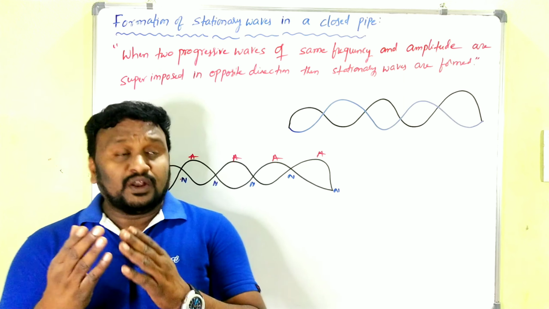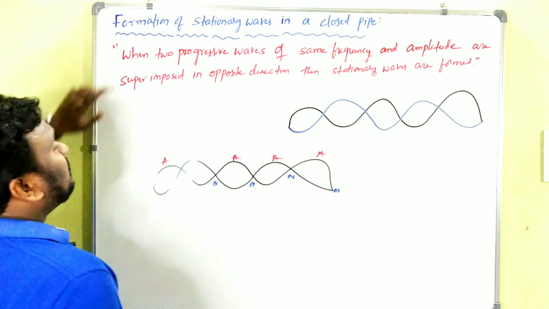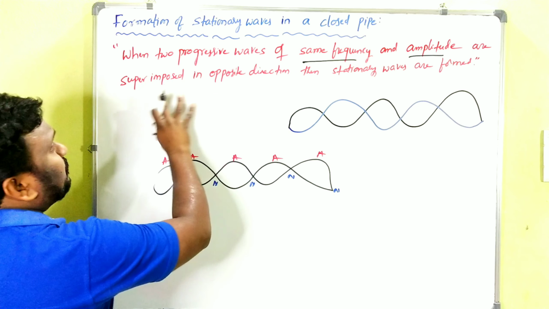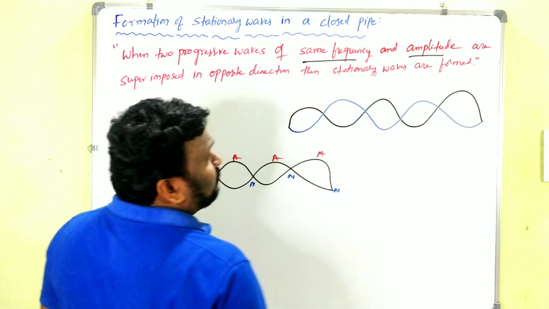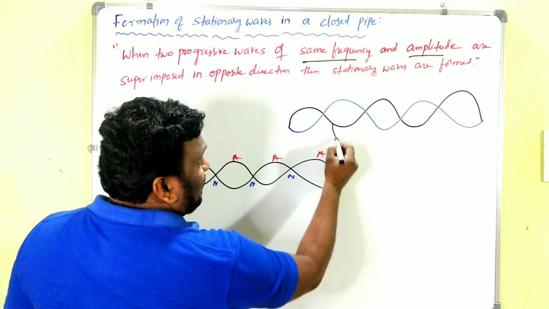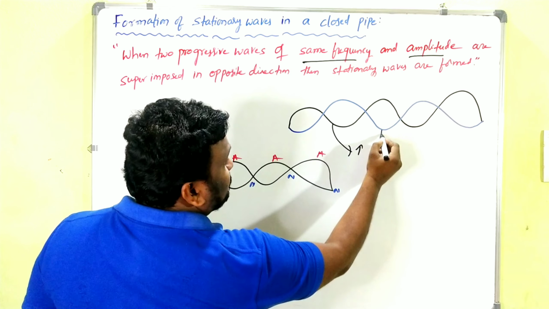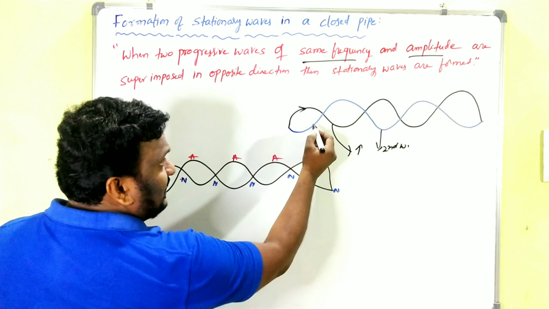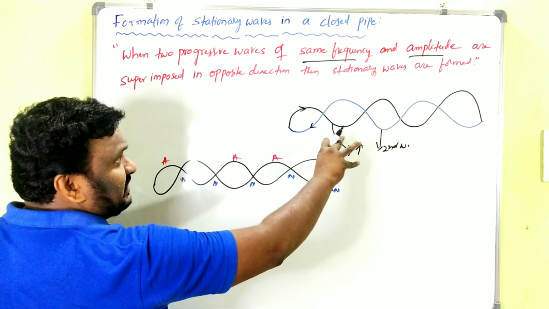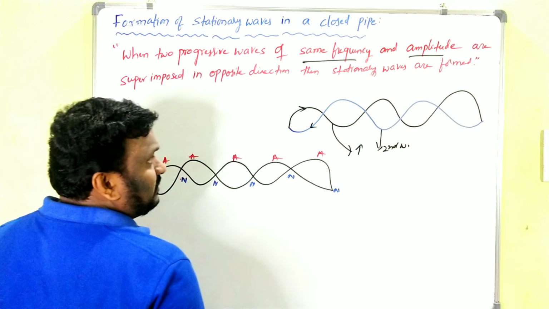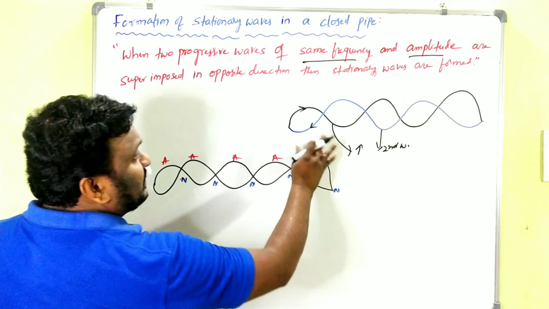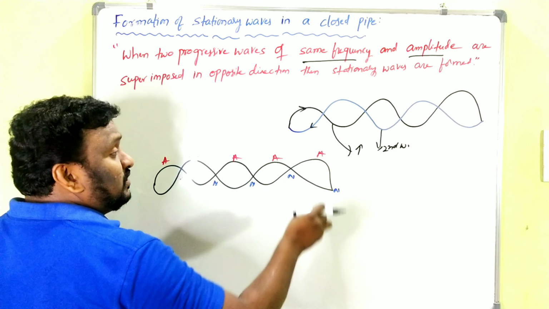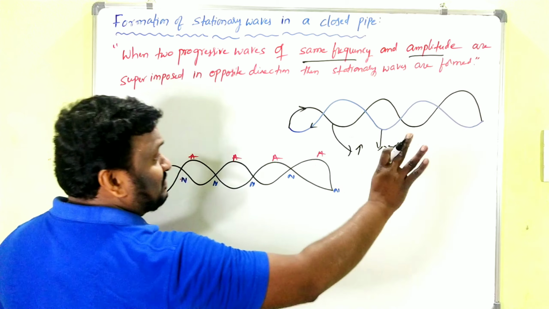Clear? So look here once. The definition is there. When two progressive waves of the same frequency and amplitude are superimposed in opposite directions, stationary waves are formed. In this diagram, this black color is one wave and this is the second wave. This is the direction of the black one and this is the direction of the other. To identify the two waves, I have given different colors. When they are superimposed like this, we get one stationary wave. That is the first thing you have to remember. The condition is that the waves must have the same frequency and the same amplitude.